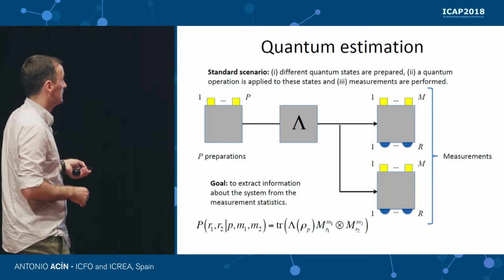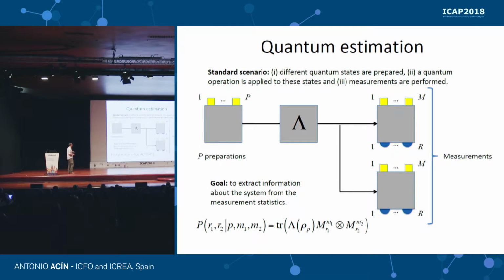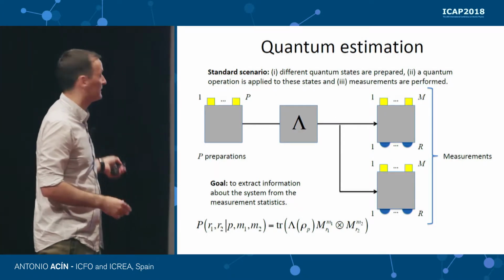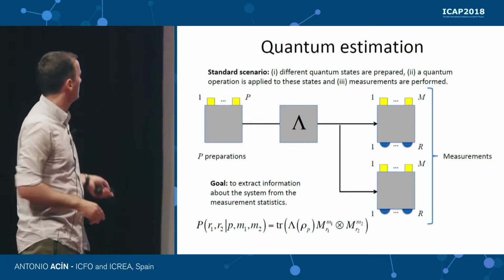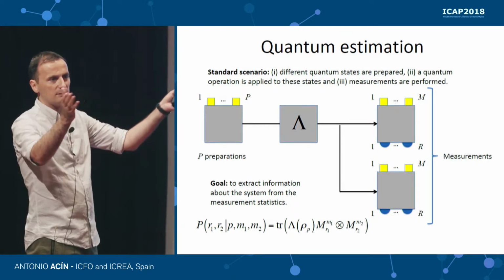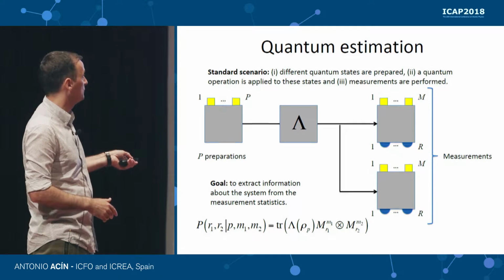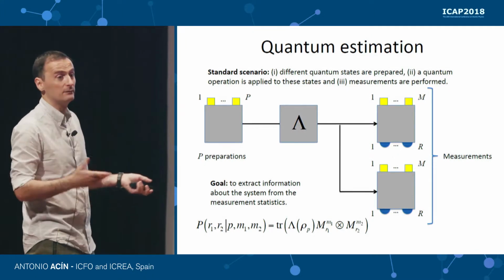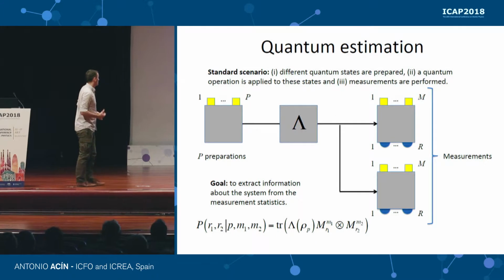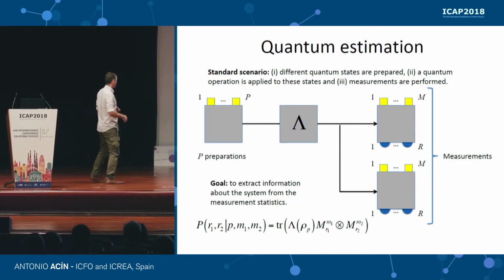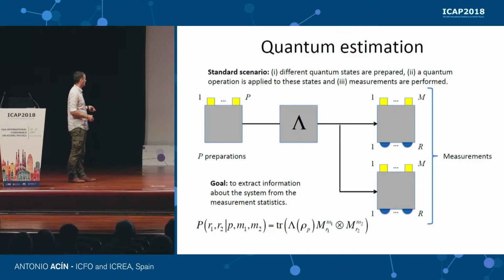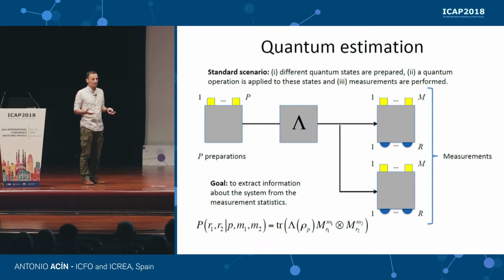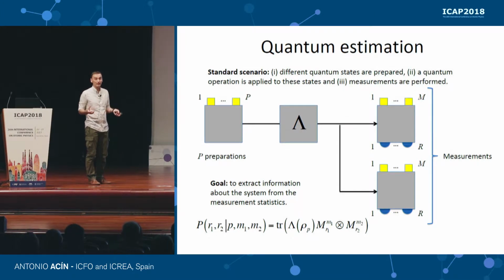You apply different measurements to this system, and you have R possible results, and possibly P possible preparations. These preparations are just knobs you tune in your lab, and then you put some detectors in given positions, and you see which detectors click, and this gives you the results. So at the end of the day, what you measure in the lab is the probability of observing some results when you prepare some states and measure some systems.